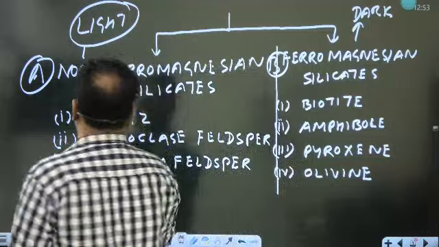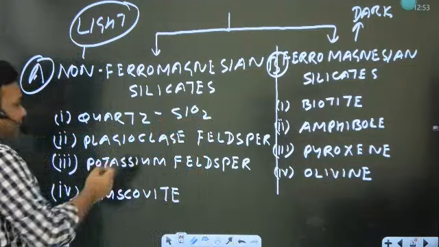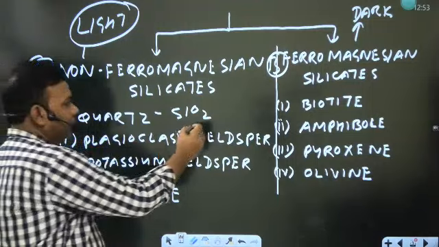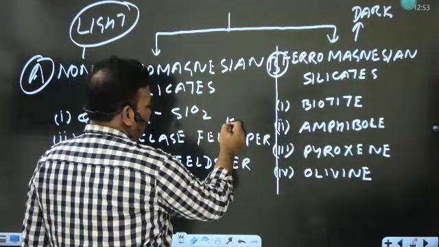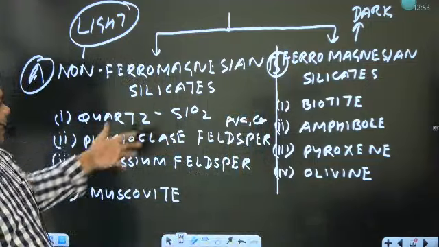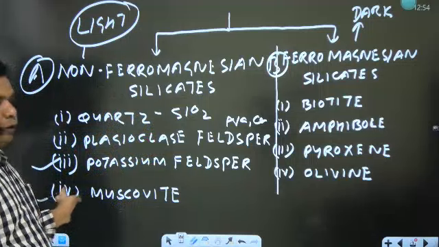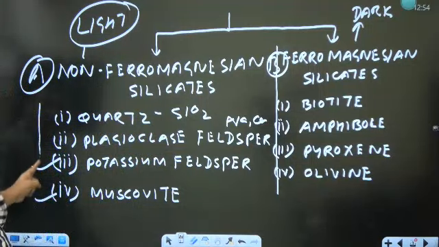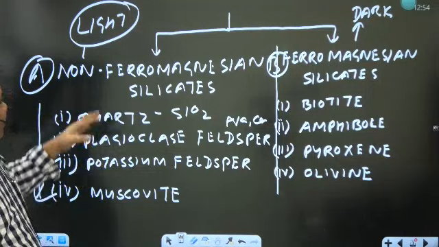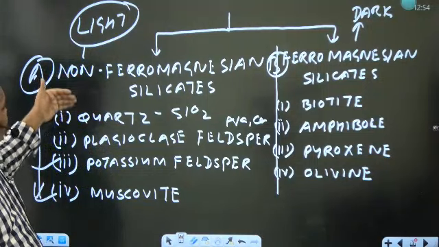The non-ferrous silicates are quartz, like SiO2, right? Next one is plagioclase feldspar. Plagioclase feldspar is mostly made up of sodium and calcium atoms, with aluminium and silicon, etc. Potassium feldspar we have, then we have muscovite. As we move down the table here, they become darker and darker. The upper ones are mostly light in color and have lighter density.